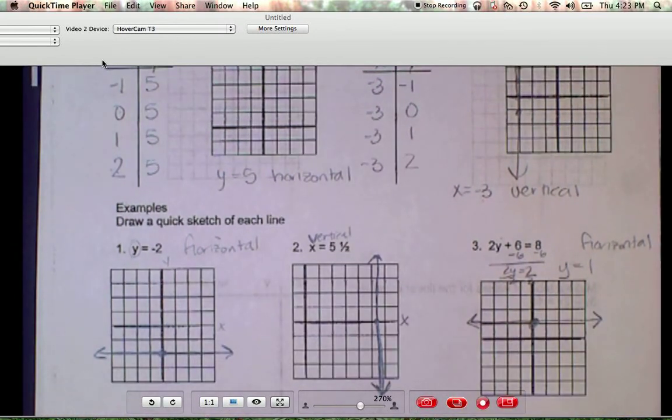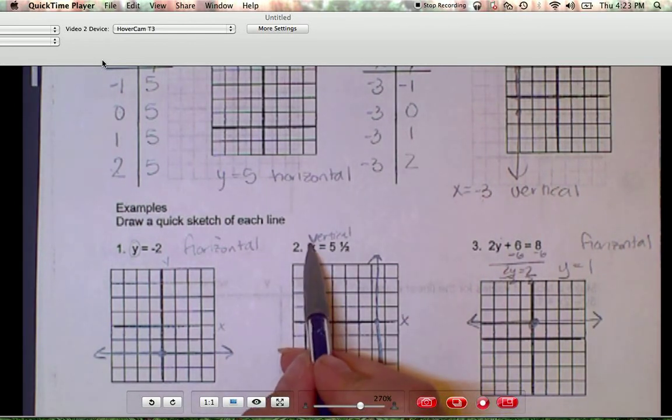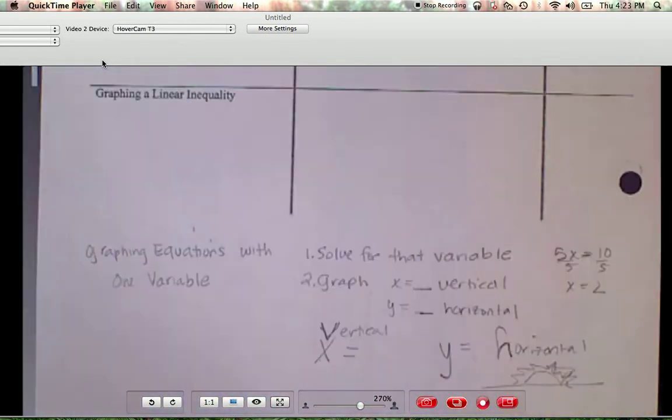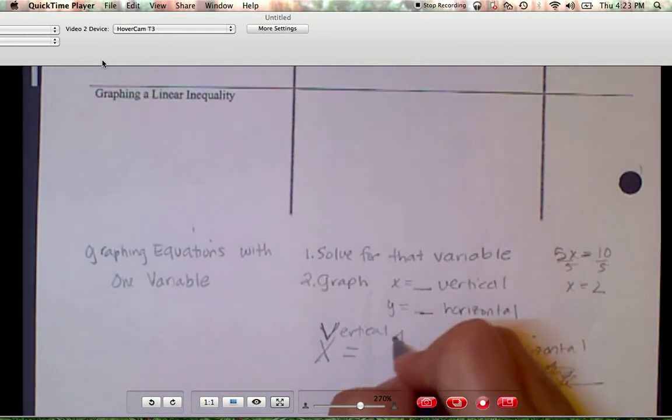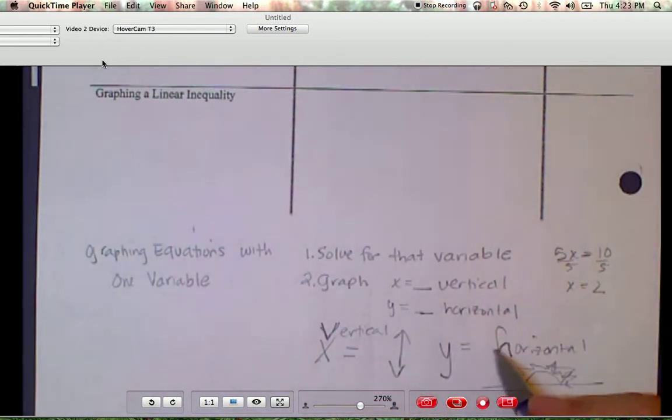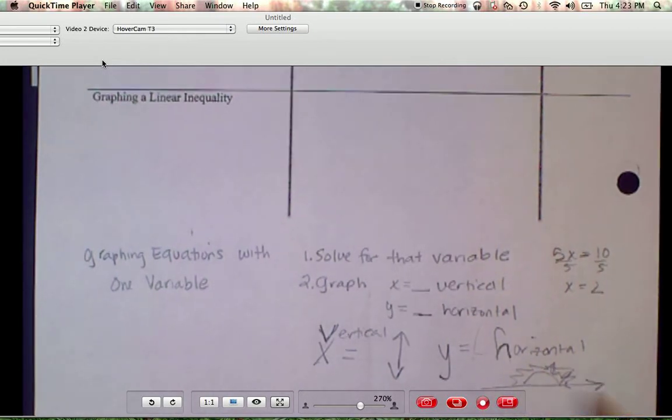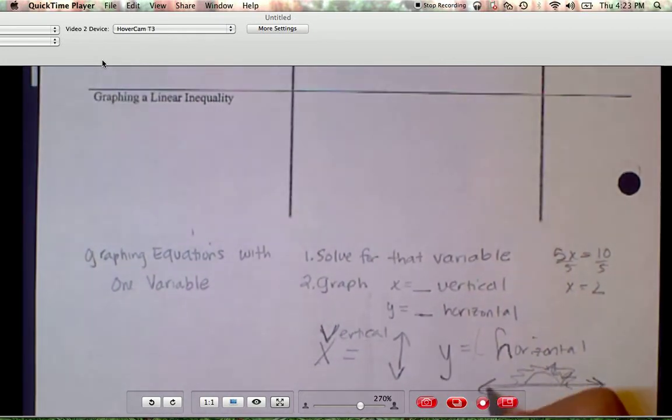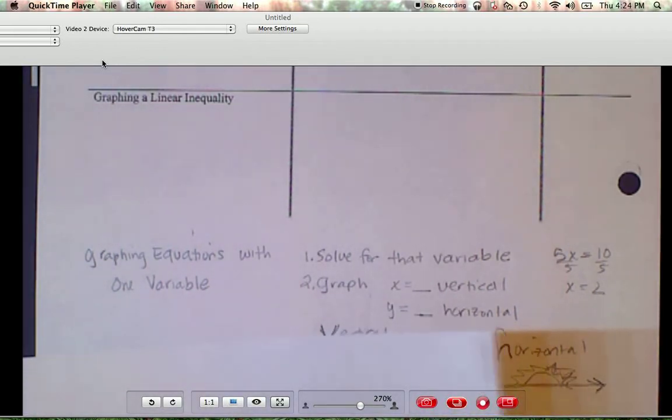Okay? X equals vertical, y equals horizontal. Again, like this. The v slides into the x, makes it a vertical line, goes up and down. Y equals, flip that y upside down, it's horizontal, it goes left to right, like this. Okay? That's the second piece in today's notes. The last piece is graphing with x-intercepts and y-intercepts.